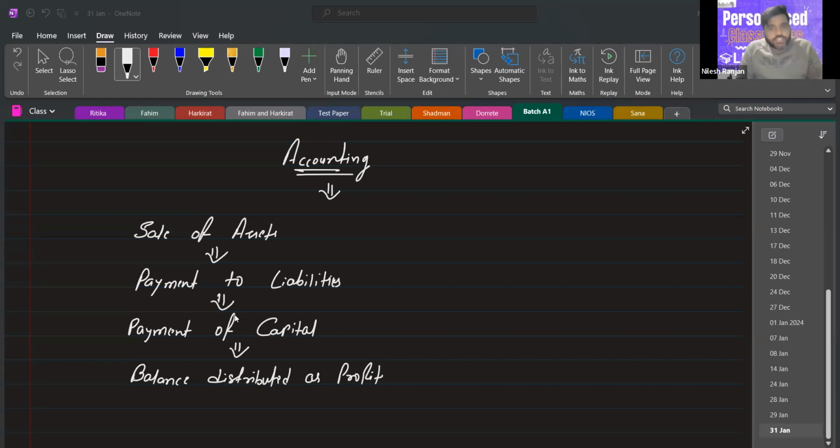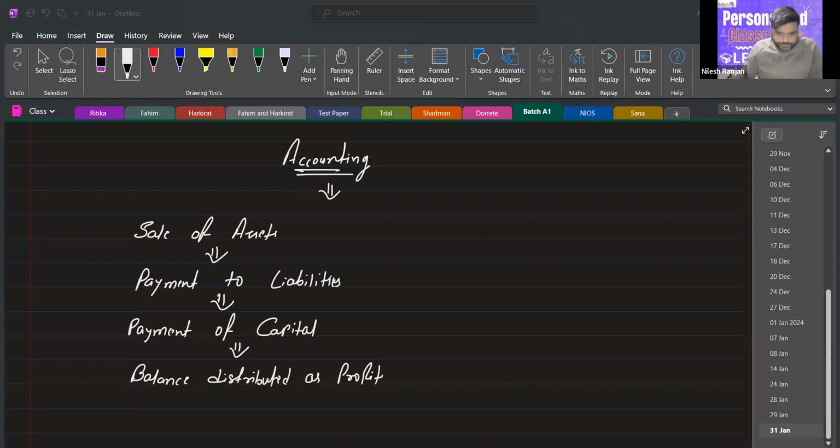Can you tell me the reason why they have to sell their personal assets? Due to unlimited liability. Very good. Partnership has a feature called unlimited liability, which means they have to pay from their personal assets. So this is the simple process.